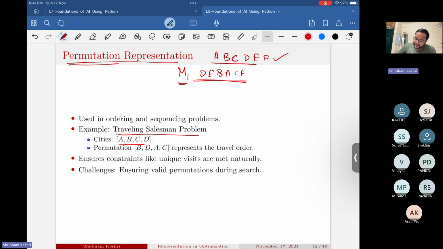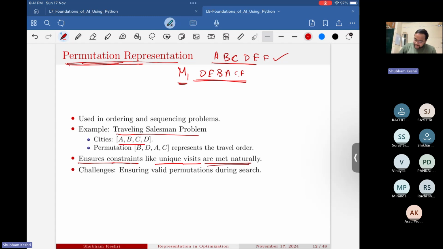And you see, this kind of representation helps to ensure the constraint that each city is visited once. When you are writing a permutation representation for a traveling salesman problem, you are inherently putting the restriction in the representation. So in this representation, you will never have repeated cities.